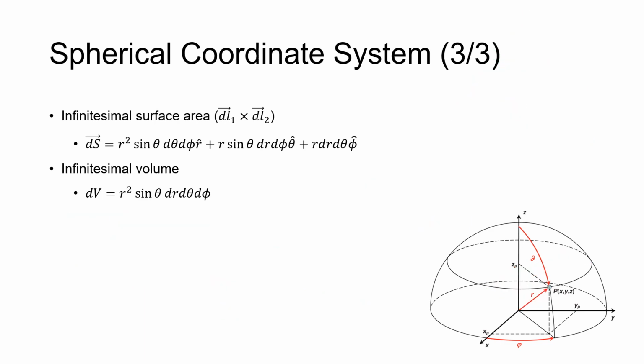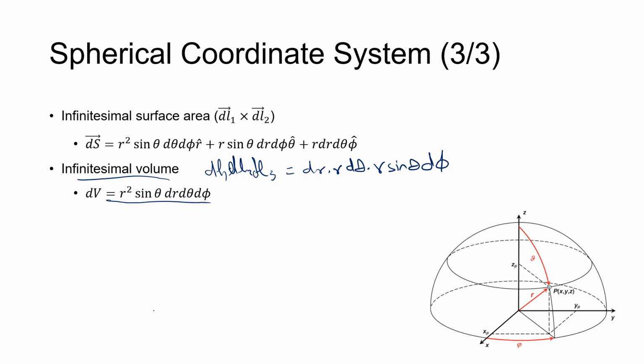The final two components which we are seeking are the surface area and the volume. Let's first start with the volume. This is very simple. You just multiply all the delta L's, delta L1, delta L2, delta L3, which is equal to dr multiplied by r d theta multiplied by r sine theta d phi. Multiplying these three together will bring you this d volume.